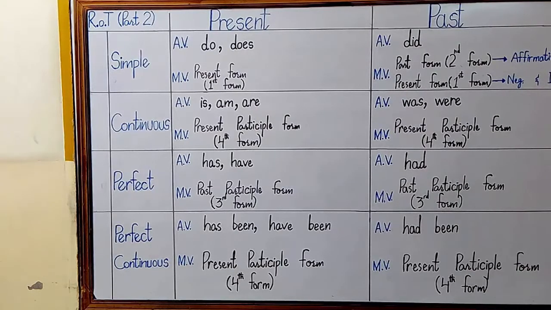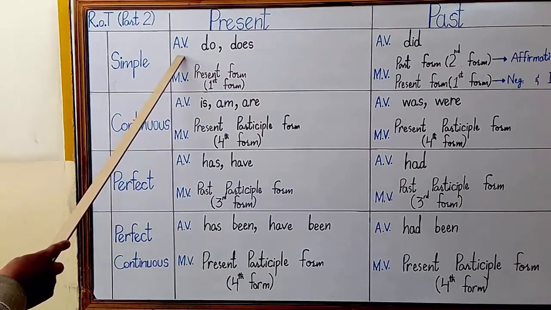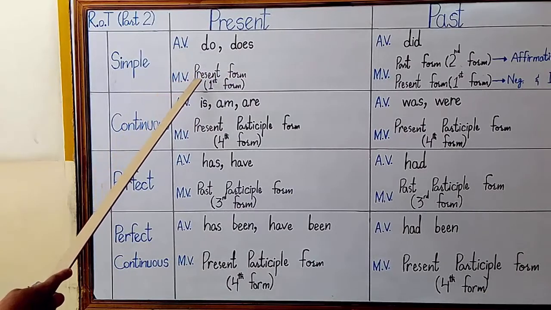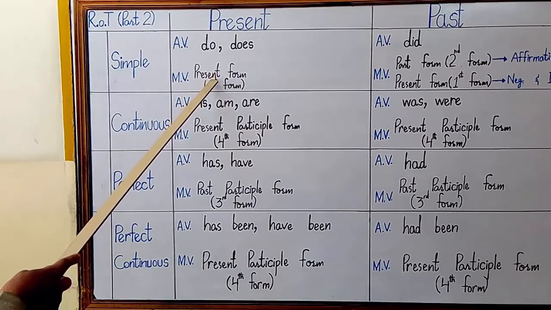We will go through the present categories first. In present simple, we use do and does as auxiliary verbs. And we use the present form, which means the first form of the verb, in present simple.